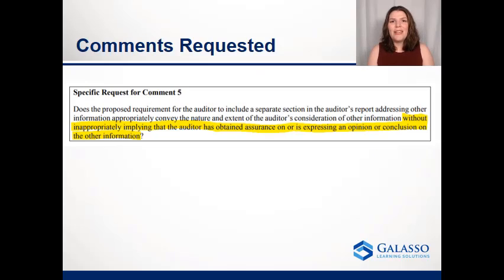Now, I did want to point out that the AICPA is great in that they have very specific comments that they request. You can give comments on anything you want, but certainly they have certain things they want to hear. And so one of the things they want to know is, does that paragraph inappropriately imply that the auditor has obtained assurance or has expressed an opinion or conclusion on the other information? So clearly we say we don't, but they want to get our opinion on whether we agree with that.